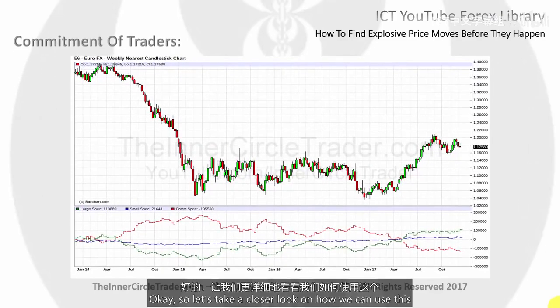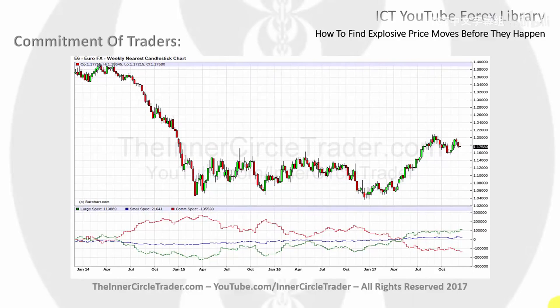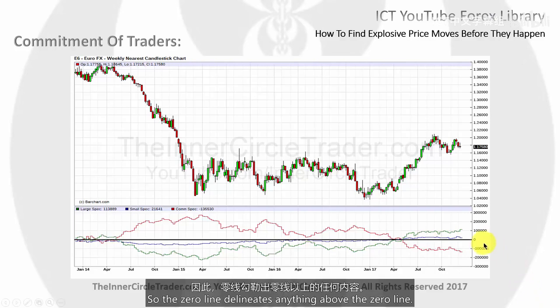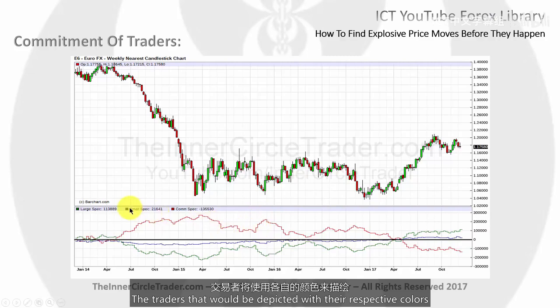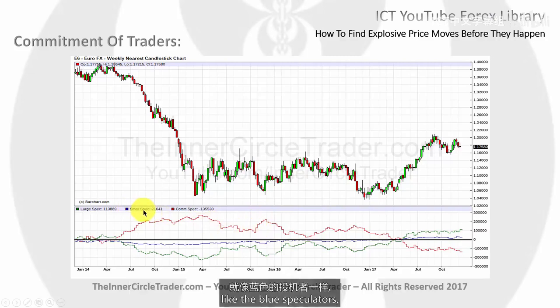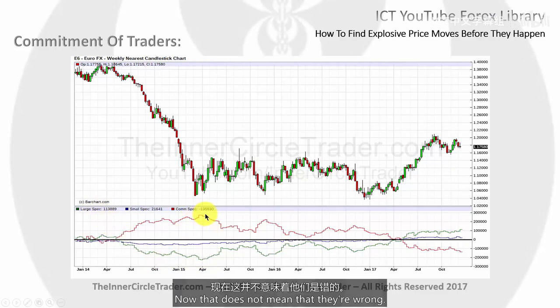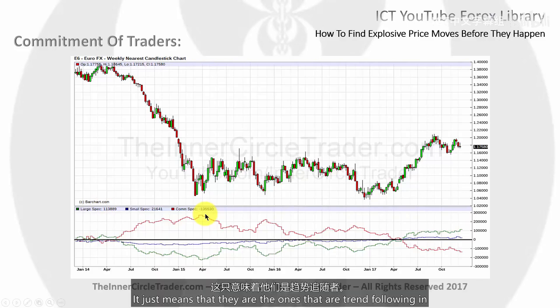Okay, so let's take a closer look at how we can use this information. First, we have to draw in our zero line here. The zero line delineates anything above it, the traders depicted with their respective colors, like the blue speculators. They're usually street money. They have no idea what's going on. And the large speculators are the green. They're going to be diametrically opposed to the commercials. Now, it does not mean that they're wrong. It just means that they are the ones that are trend following in nature.